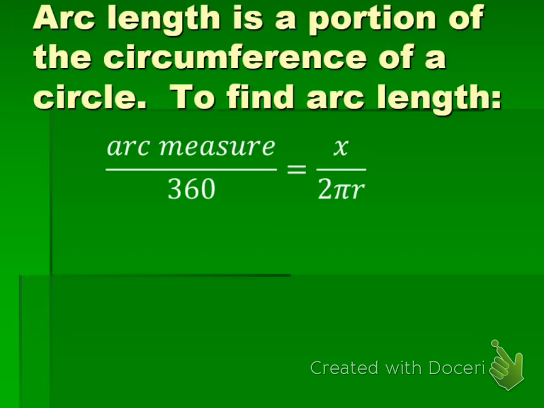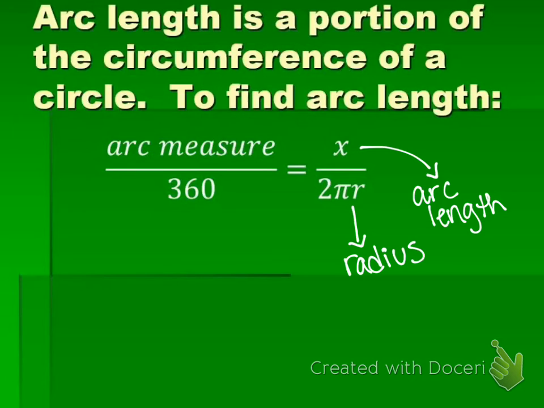Arc length is a portion of the circumference of a circle. To find arc length, we set up a proportion which has the arc measure over 360 set equal to x over 2 pi r. So you might want to note that x represents the arc length, so that's usually what we're trying to find. And of course you should know that r represents the radius.